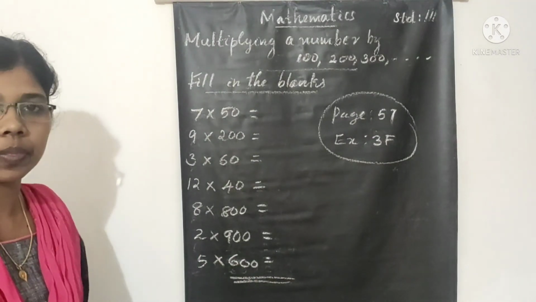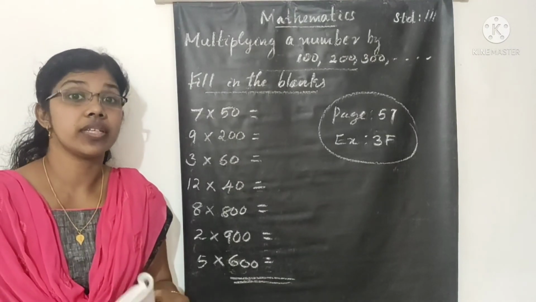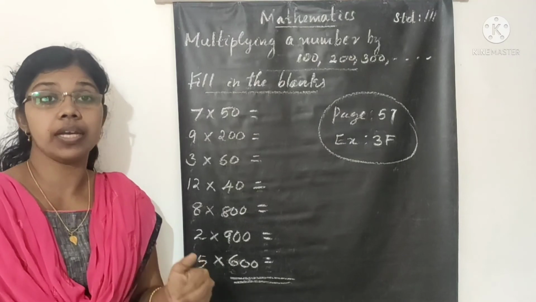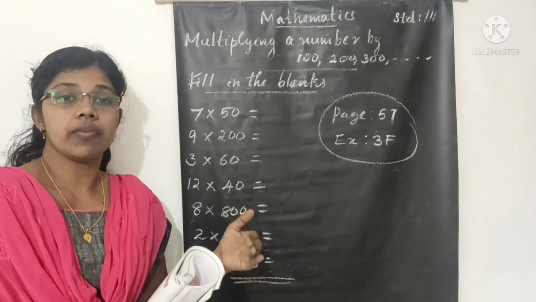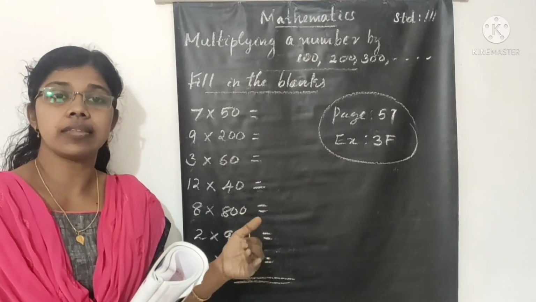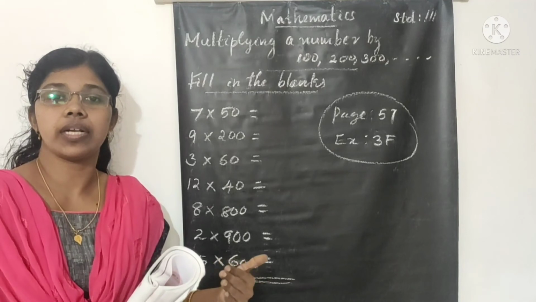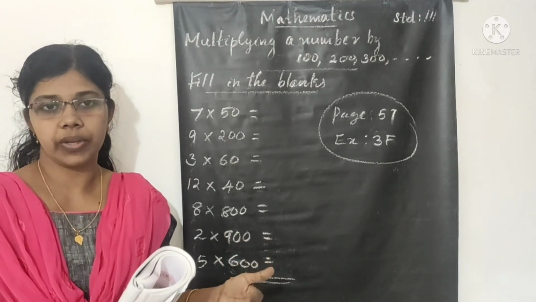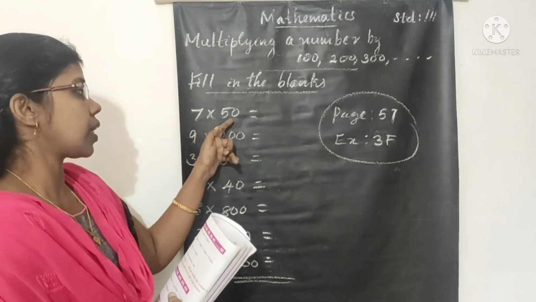Are you okay? Let me recap today's class. What did we study today? First, multiplication: multiplying a given number with the tens, that means a given number with 10, 20, 30, 40, etc. Next, multiplying a given number with the hundreds, that is 100, 200, 300, etc. How can we multiply? First multiply with that digit except 0.